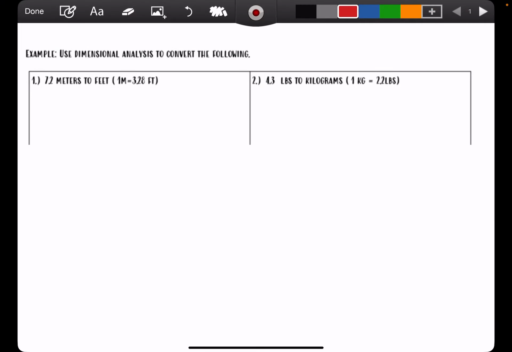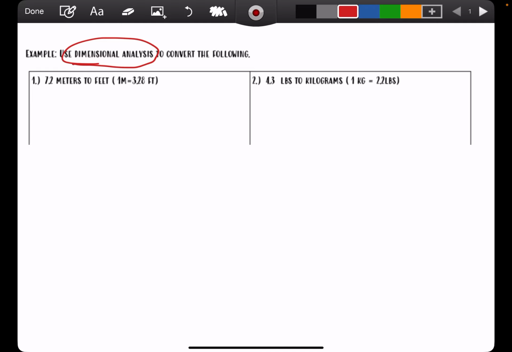Okay, in this video, we are going over dimensional analysis. So dimensional analysis talks about comparing dimensions and converting between different types of dimensions and measurements.